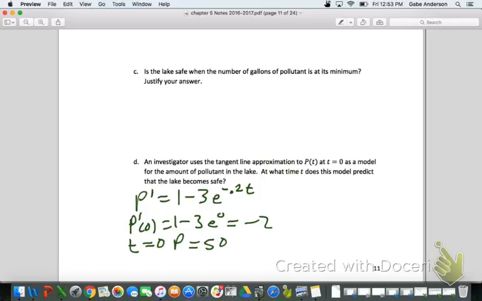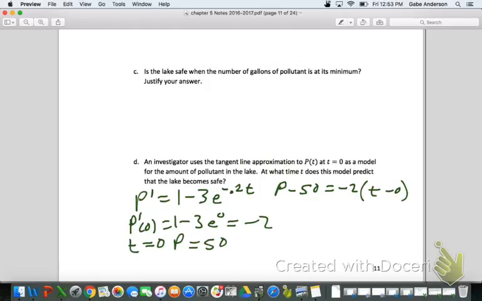So as far as our tangent line, I'll use y's and x's here perhaps. Well, why don't we use p's and t's? Can I use an output of p and an input of t? Does that work? Okay. So we'd say p minus 50 equals negative 2 times t minus 0, using that point-slope format. So that's my tangent line equation.